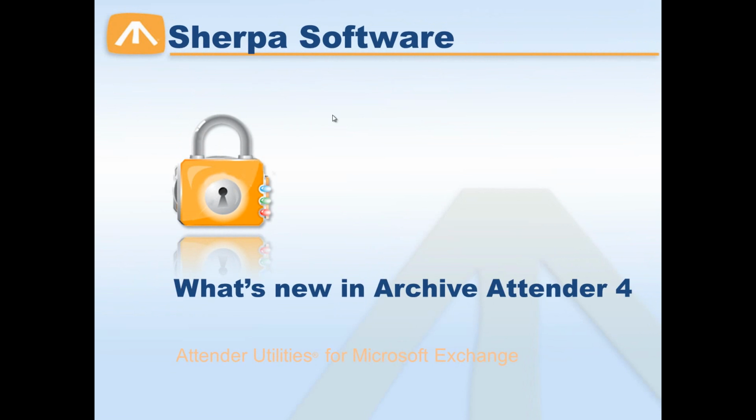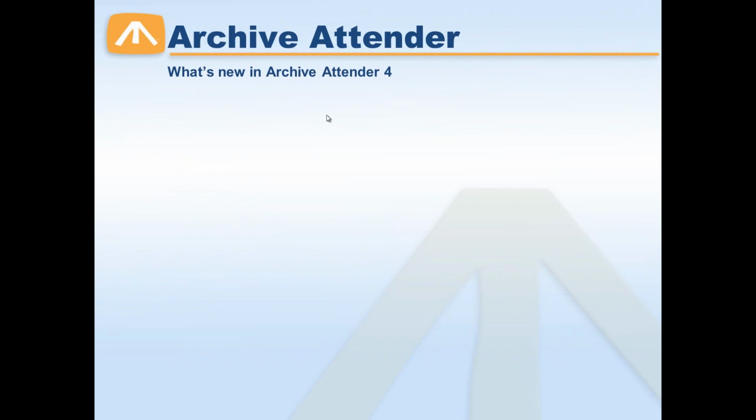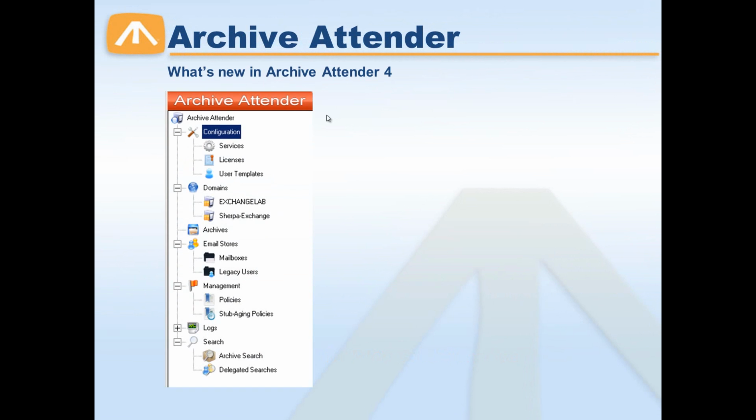Archive Attender 4 improves on previous Archive Attender versions by introducing a more flexible interface as well as a completely new application architecture designed to strengthen the stability and scalability of the product. Archive Attender's console navigation pane has been redesigned to improve usability by logically grouping options together. We've also renamed several features to make them more relevant and understandable.